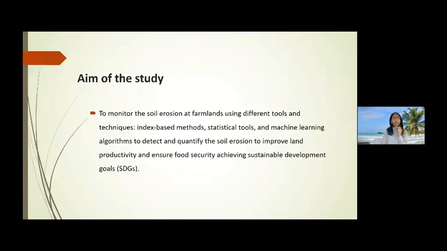The aim of this study is to monitor soil erosion at farmland using different tools and techniques such as index-based methods, statistical tools, and machine learning algorithms to detect and quantify soil erosion, to improve land productivity and food security, achieving SDGs.